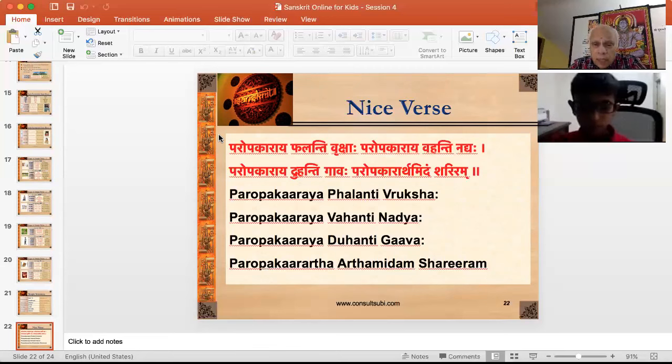The cow is not drinking its own milk, it's giving to others. So you get milk in the store, which is provided by the cows. So to help people drink it, it's providing milk. Paropakaraya dukhanti gavaha. The cows provide milk to help others.